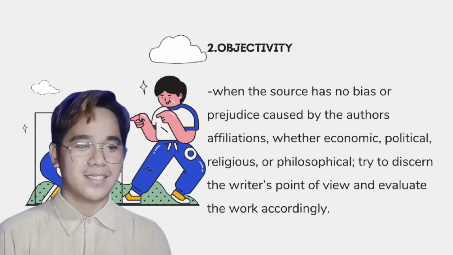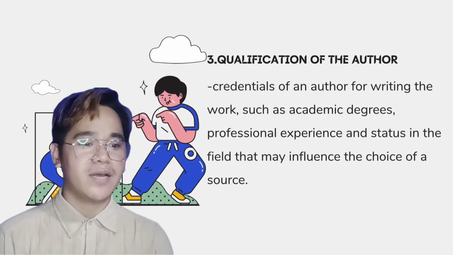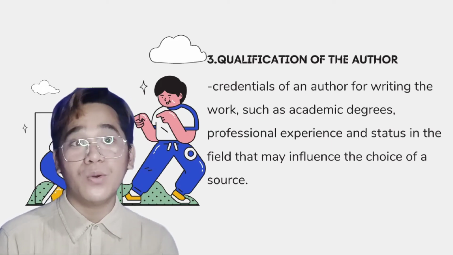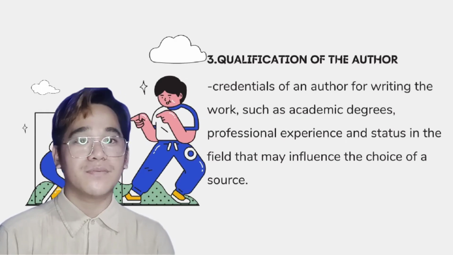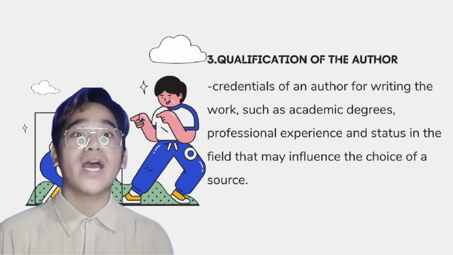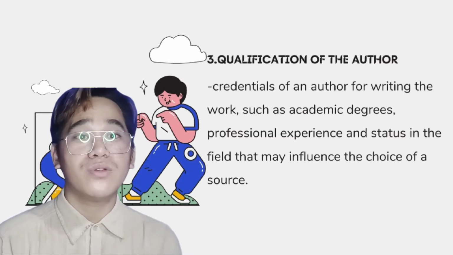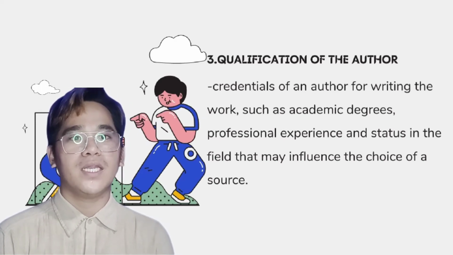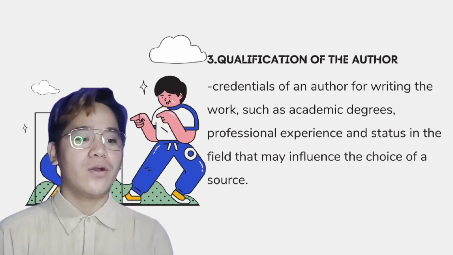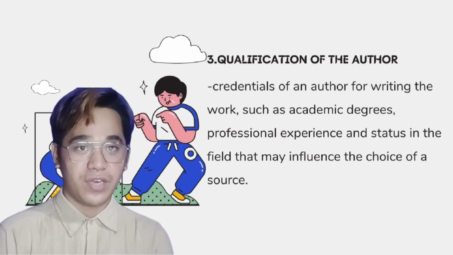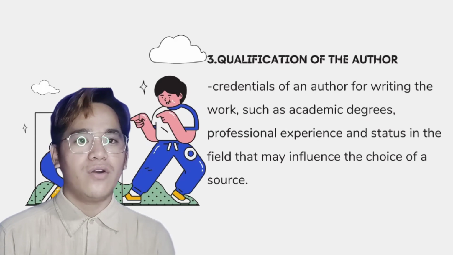Okay, next, third is qualifications of the author. So look for the credentials of an author for writing the work, such as academic degrees. Okay, so that is very important, that you know the background or the credentials of the authors of the sources that you are trying to explore, so that your research also will be credible and will be acceptable in the most possible way. Okay, so professional experience and status in the field may influence the choice of a source.